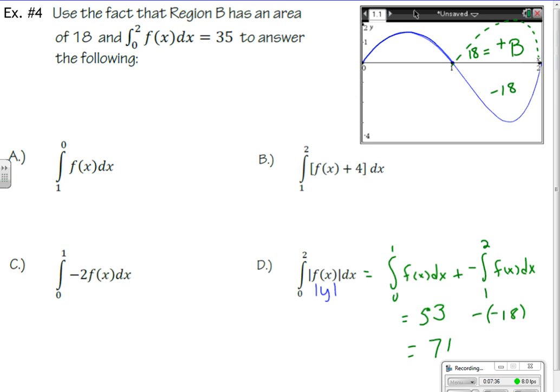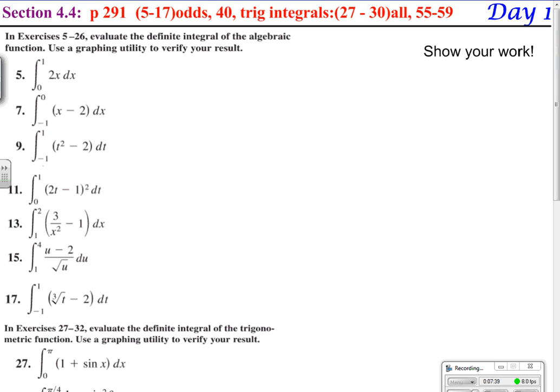All right, so the homework following this section is out of the textbook, 5 through 17 odds, and then a few more sprinkled in there. Please look at the back of your textbook to make sure you're doing these problems right, or verify them using your calculator. We should have time in class to work on this, so just be prepared for tomorrow.